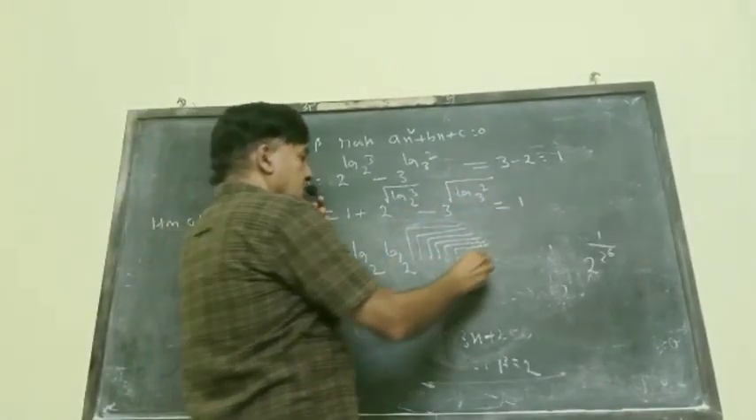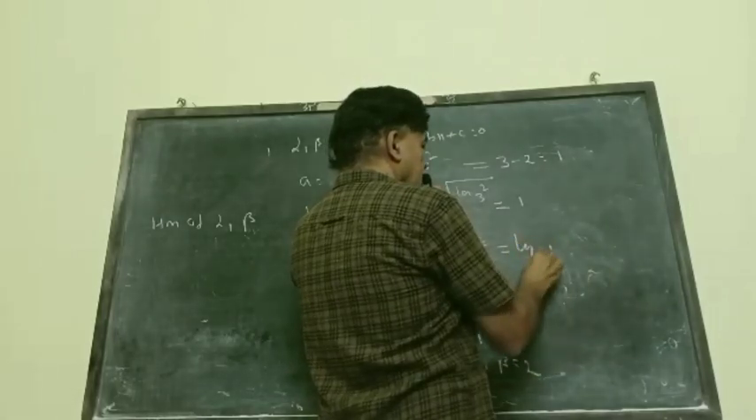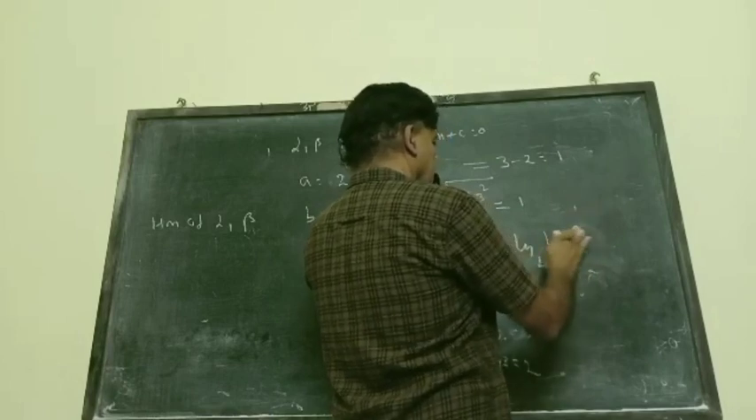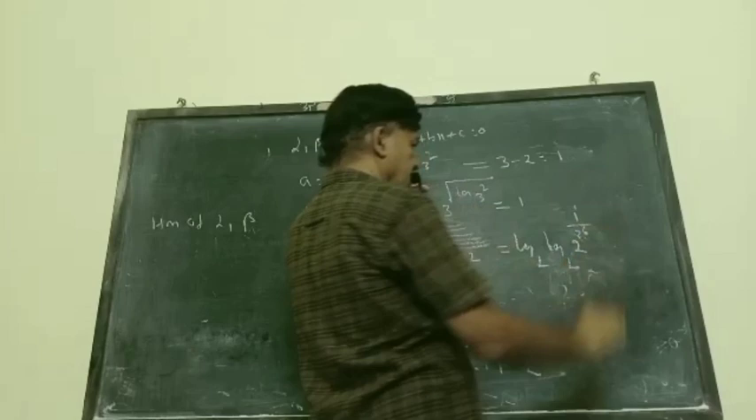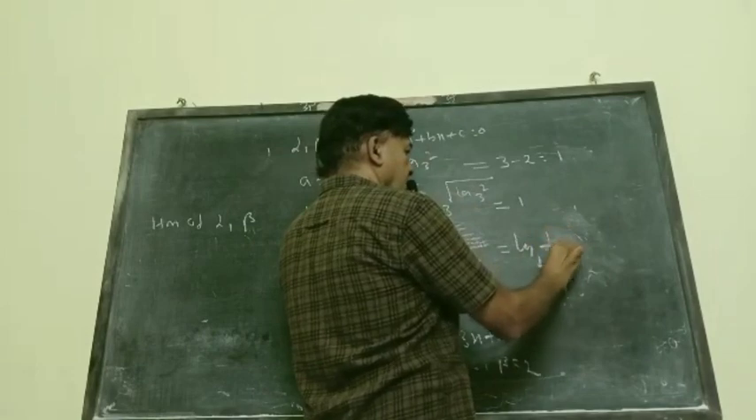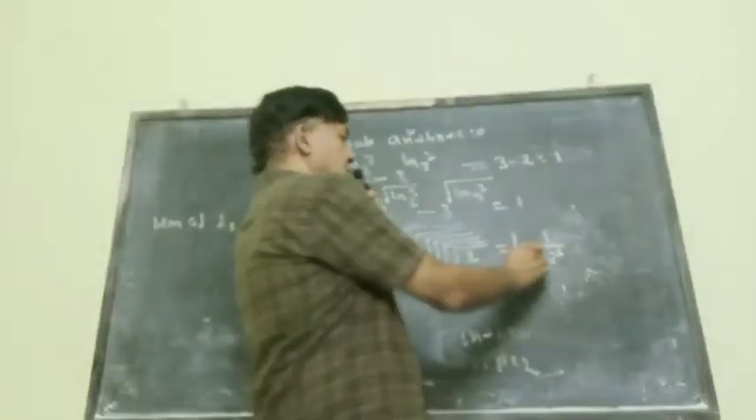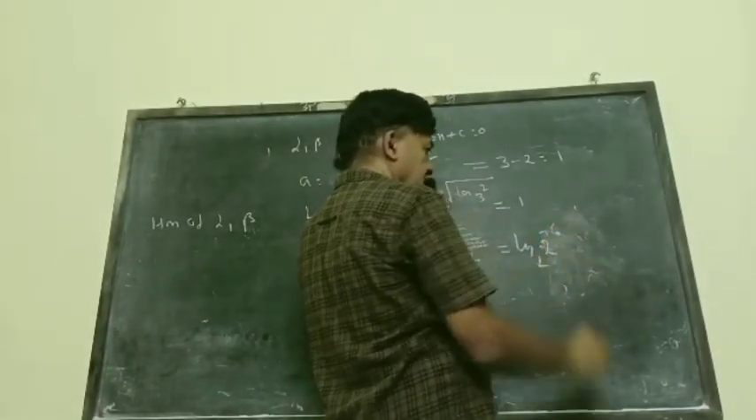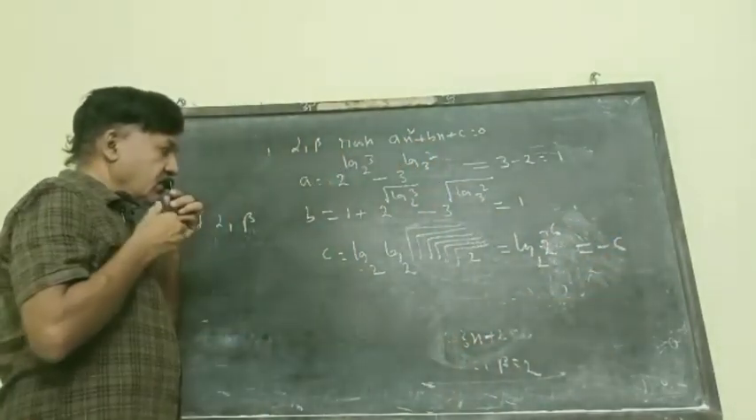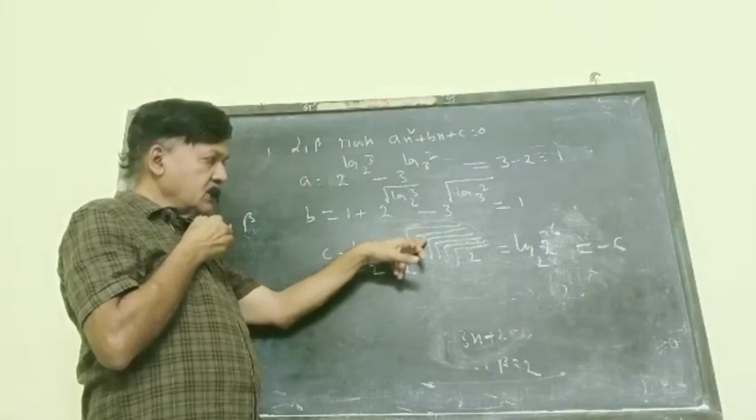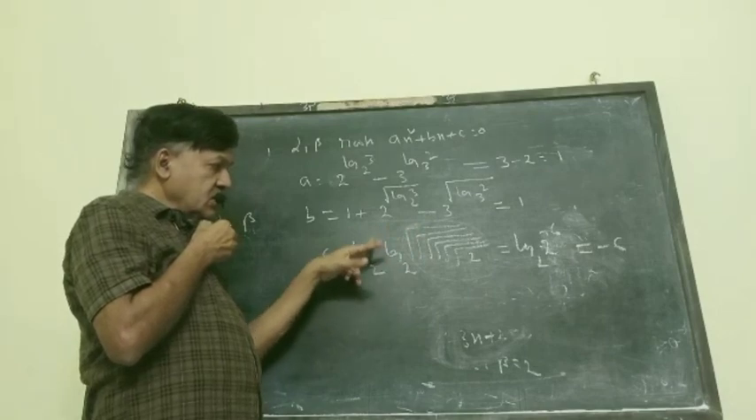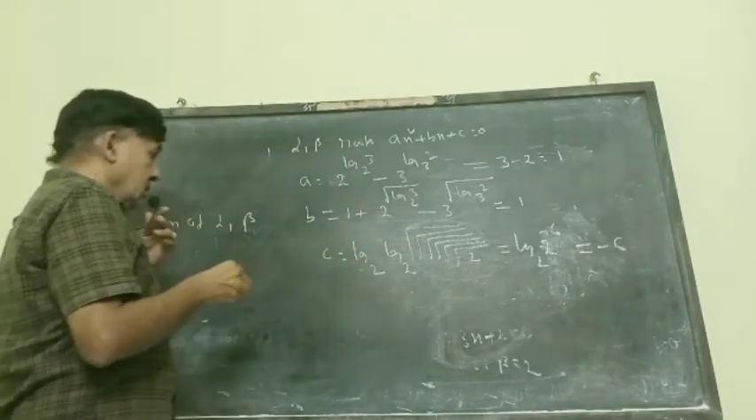So this is nothing but log to base 2 of 2 to the power of 1 by 2 power 6. So 1 by 2 power 6 will come here. This is nothing but 2 power minus 6. So finally, minus 6. Log 2 to base 2 is 1. 1 by 2 power 6 is 2 power minus 6. So I will get minus 6. So that is our C.